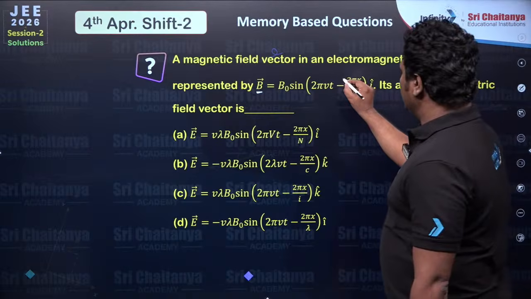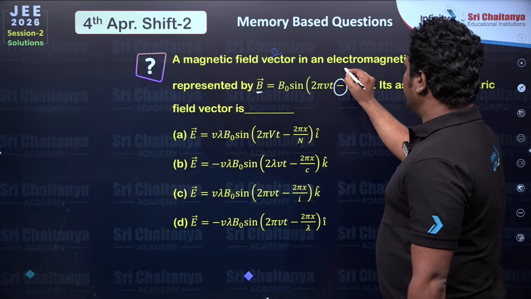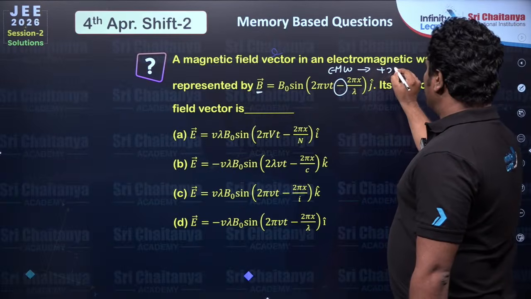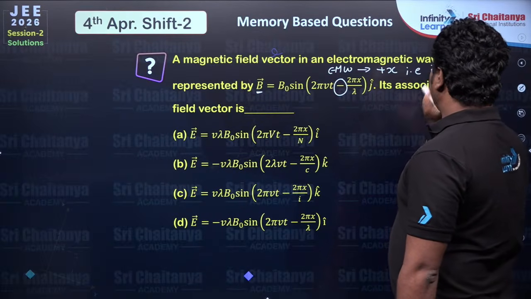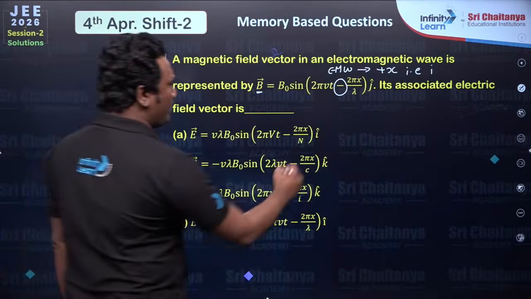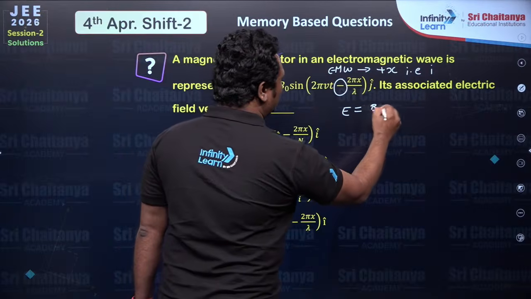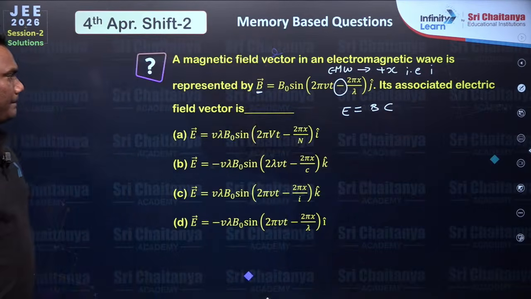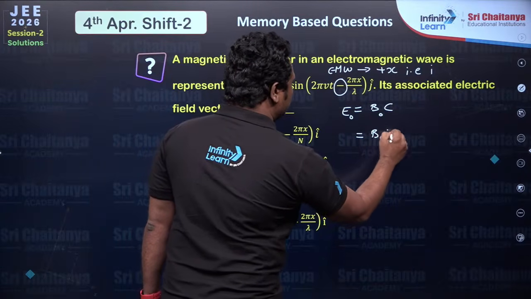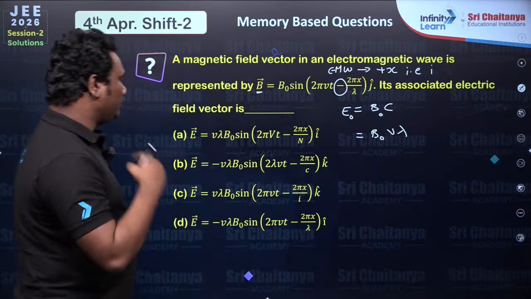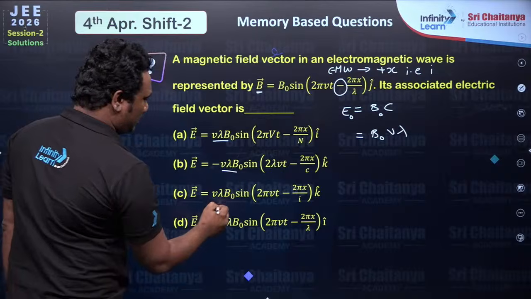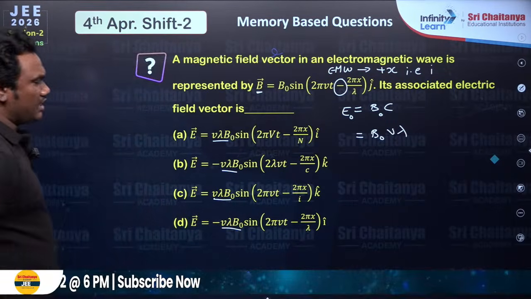So this minus sign here says that the electromagnetic wave is moving in the positive x direction, that is in the i direction. Its associated electric field is... So first of all, what is the magnitude? E is equal to BC. E naught is the peak value. C is given as f lambda, so mu lambda B naught. Every option is having mu lambda B naught.